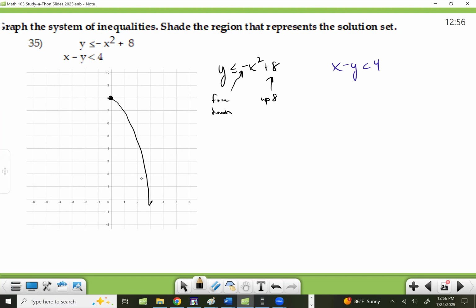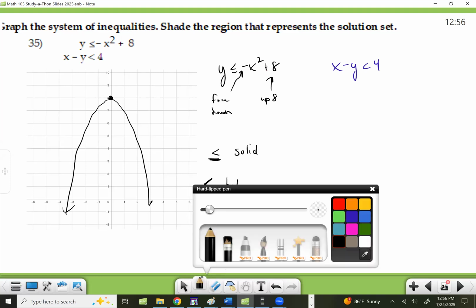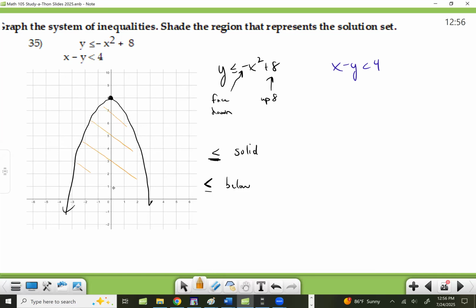And I'm not going to be super accurate on it, you guys. I could be, but honestly, I don't think it's needed on this, okay? Now I made it solid. Why did I make it solid? I made it solid because of the or equal to. That's what's going to make it solid. Now this is a less than sign, right? So that means that we are going to shade below. So if I could come in here and shade, we'll do orange. I want to shade this portion. It's going to keep going, obviously, but I'm out of space.